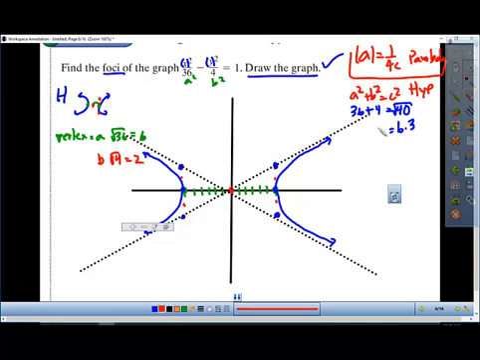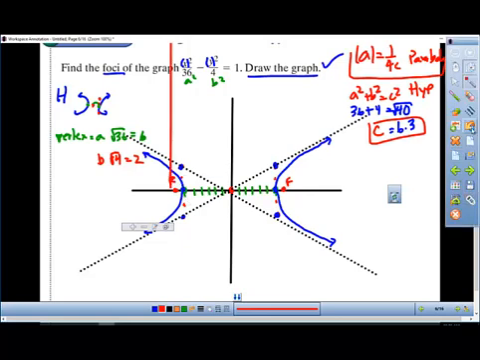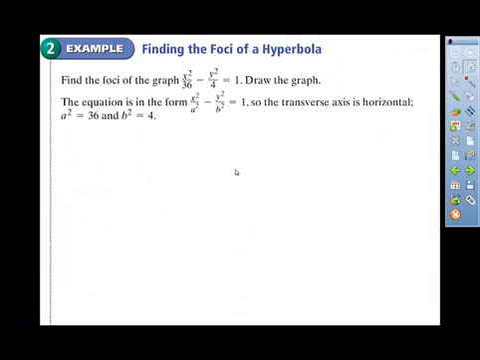So I'll make that red. c equals 6.3. From the center, I'm going to go 6.3. So 1, 2, 3, 4, 5, 6.3. That's where my focus is. That's one focus, and then from the center going the other way 6.3, that's where the other focus is. All right, focus, boom. So we graphed it and found the foci of both of the two branches. Boom, done. All right, let's try another one.